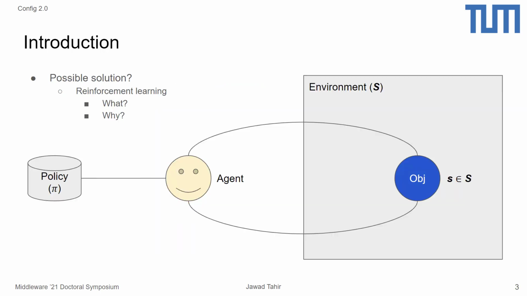Now let's see how we can solve our optimal configuration search problem. One possible solution could be using reinforcement learning to find the optimal configuration of a distributed stream processing system. Now let's see what reinforcement learning is and why it is beneficial in our case.